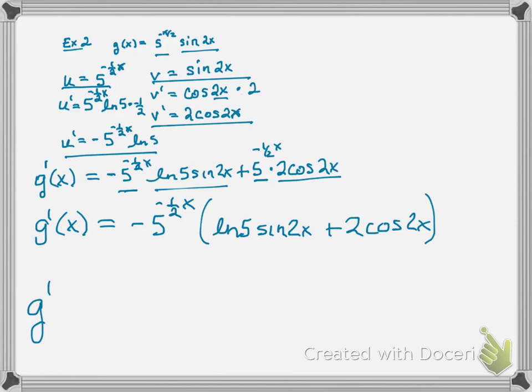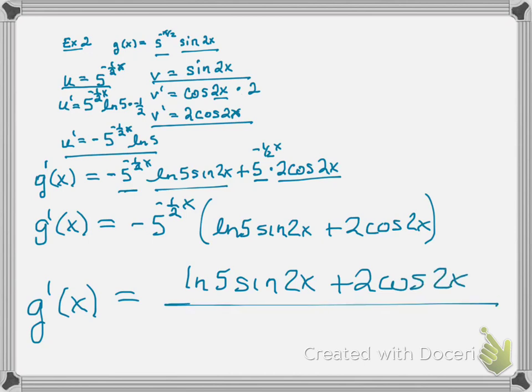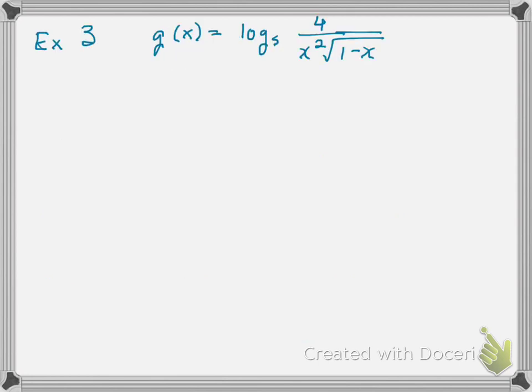So g prime of x might be written as ln 5 sine of 2x plus 2 cosine of 2x all over 5 to the positive 1/2 x, and we still have this negative sign here, so that might be written out in front of the entire thing or just on the bottom. I'm going to put it down there. So any of those last three statements for g prime of x would be acceptable answers to me. Alright, so with that being said, let's move on to example 3.